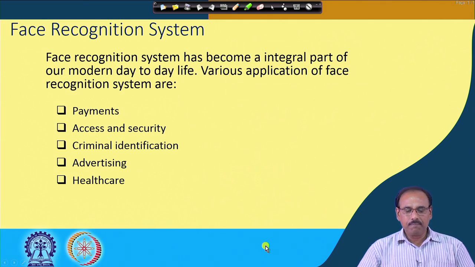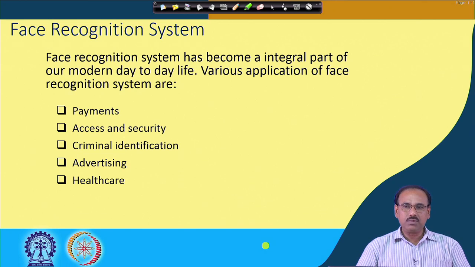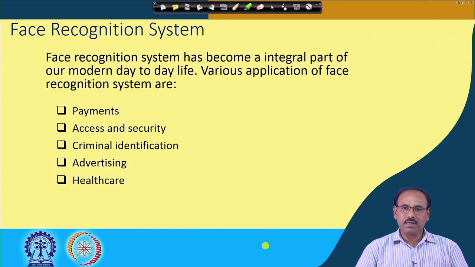So, let us see what is the importance of a face recognition system. In today's world, face recognition has become very important. Say, for example, think of a situation where you are going to an ATM for withdrawing money from your own bank account. Currently, while withdrawing the money, we swipe our ATM card, then we are prompted to enter the PIN, which is a secret code that only the owner of the account should know.